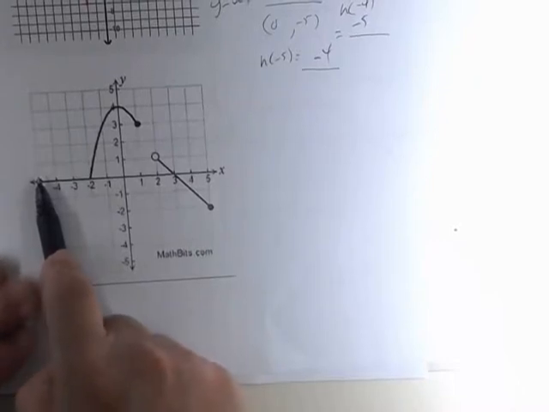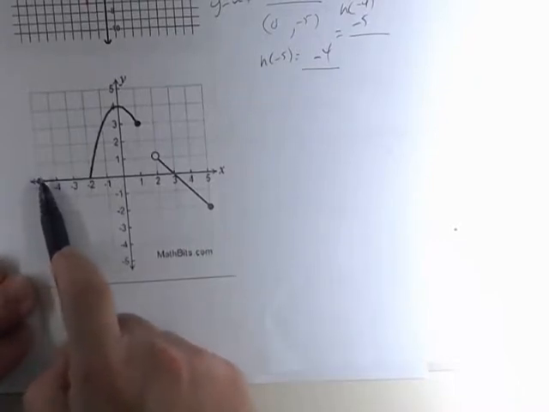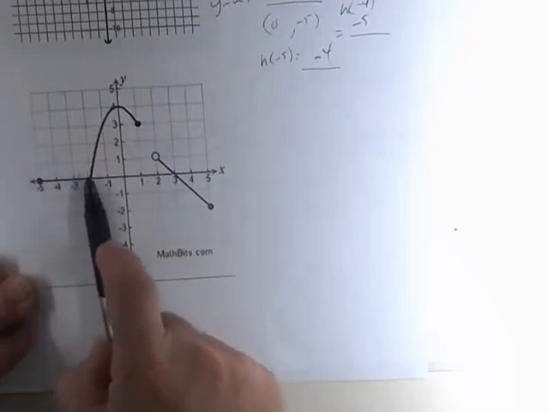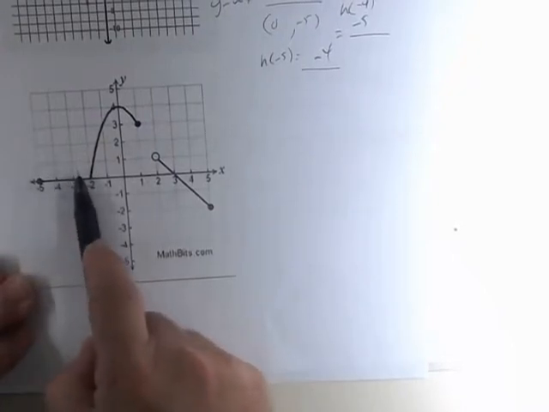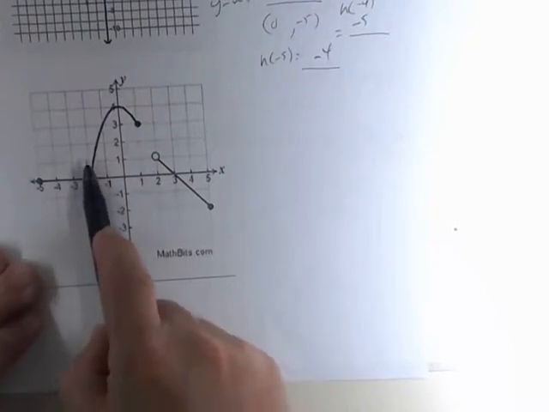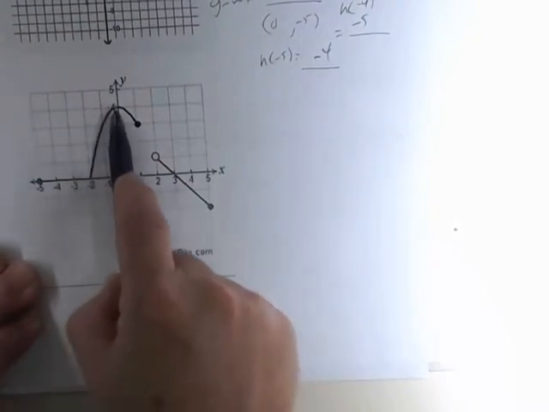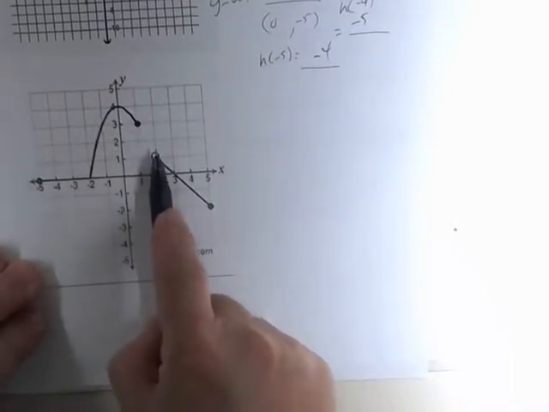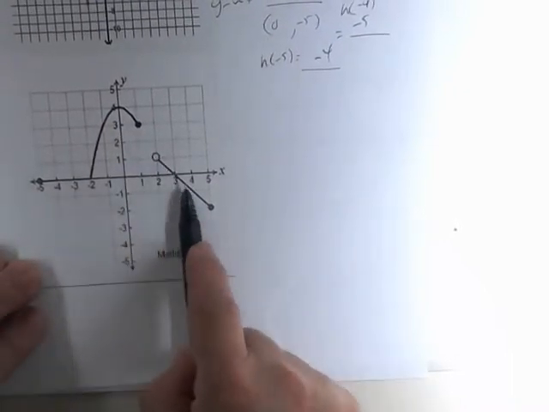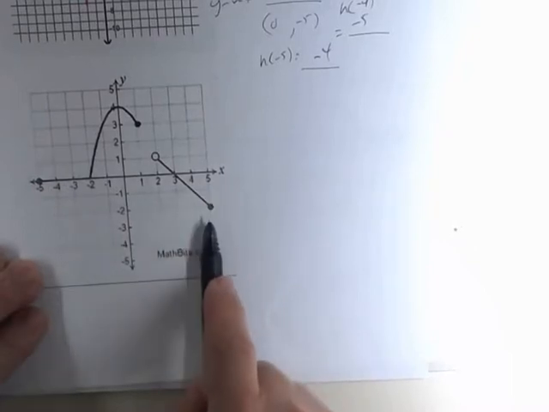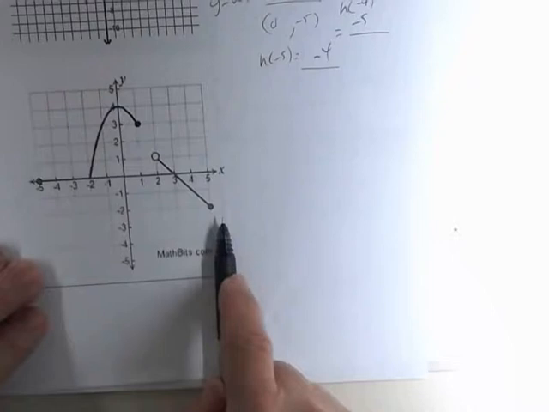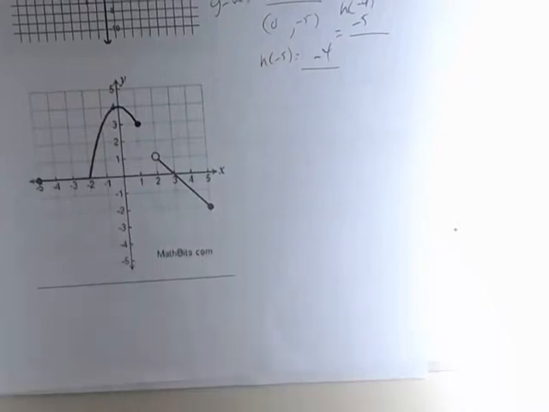So I start here, and as I go from left to right, what are my y values doing? Constant. In fact, they're all going to be what right here? 0. Then all of a sudden, my y values are doing what? Decreasing up to this point. Then they're decreasing still from here to what? Yeah, not infinity to 5, right? You'll see that?